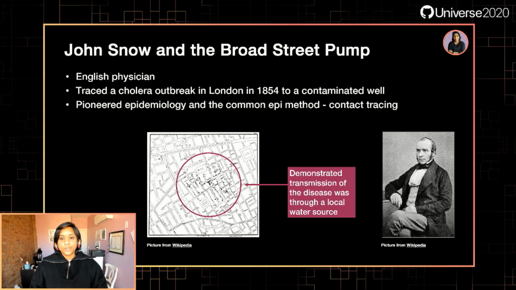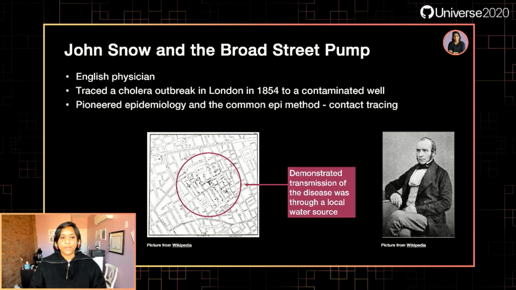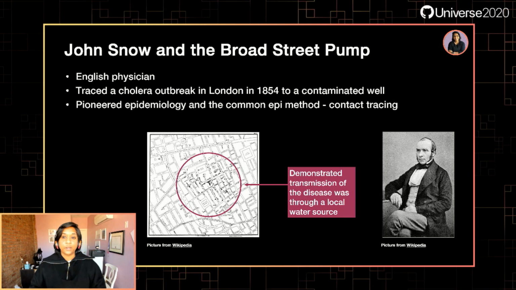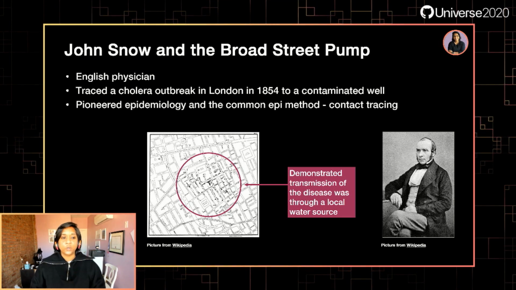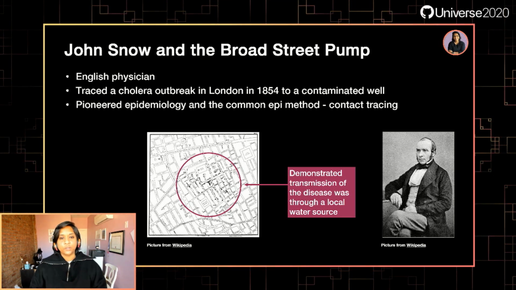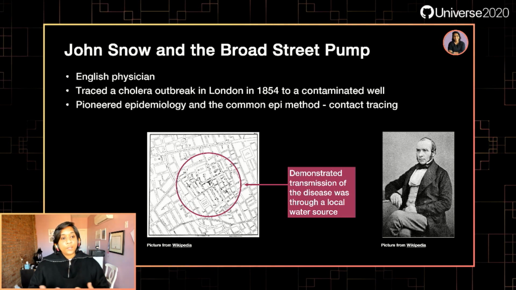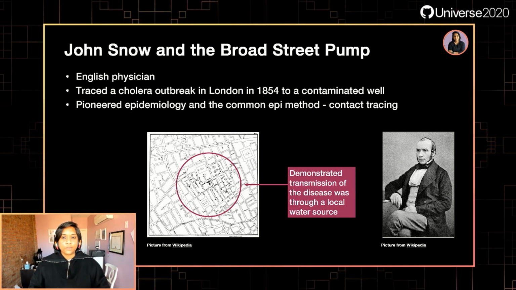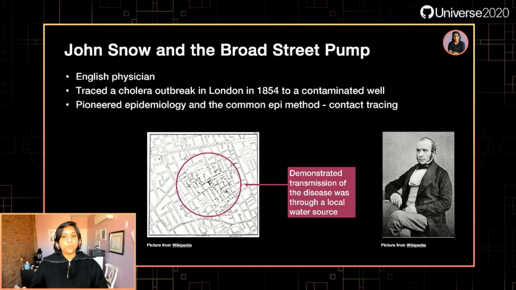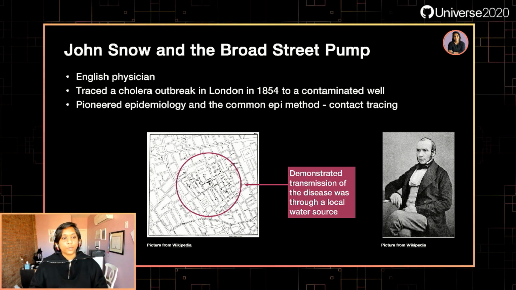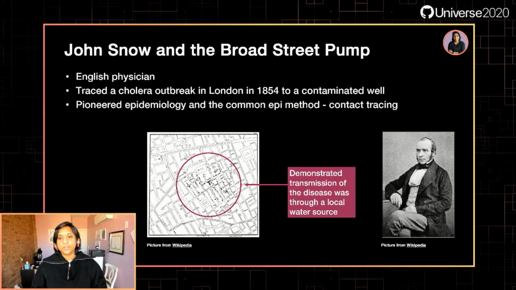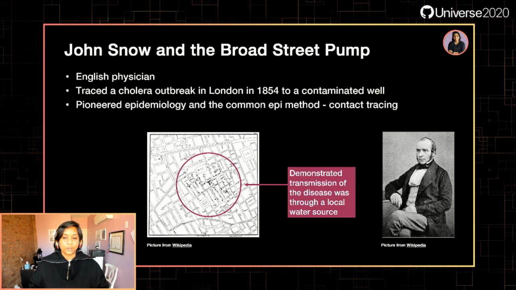From the work that he did, he was able to clearly demonstrate that cholera wasn't being transmitted through the air, but the contamination source was actually a well located on Broad Street in the Soho neighborhood of London. He was able to convince the local government that because of this, they should take away the pump to the contaminated well so that nobody could access that water source. And almost immediately, the cholera cases went down.